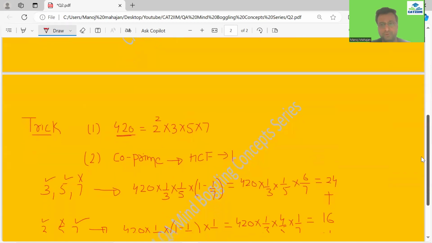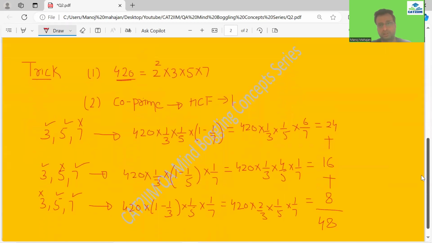So we don't have to do anything extra out here. The problem is done. Even if you look, a lot of other problems could have also been answered with the trick out here. Let me take one example. Let's say I want, in this range 1 to 420, numbers which are not divisible by 3, 5, or 7.